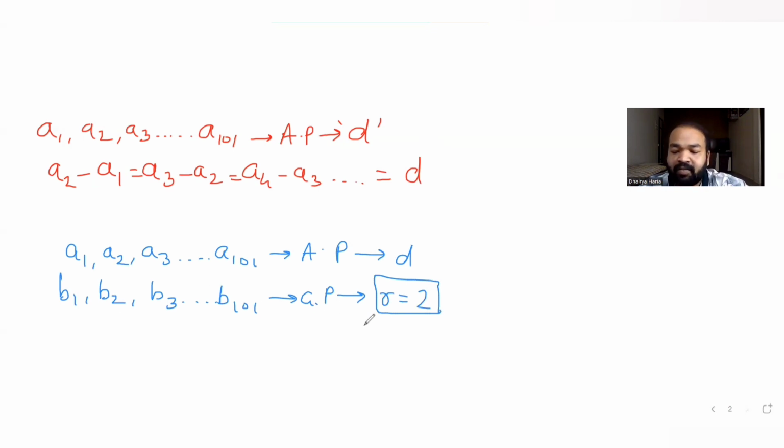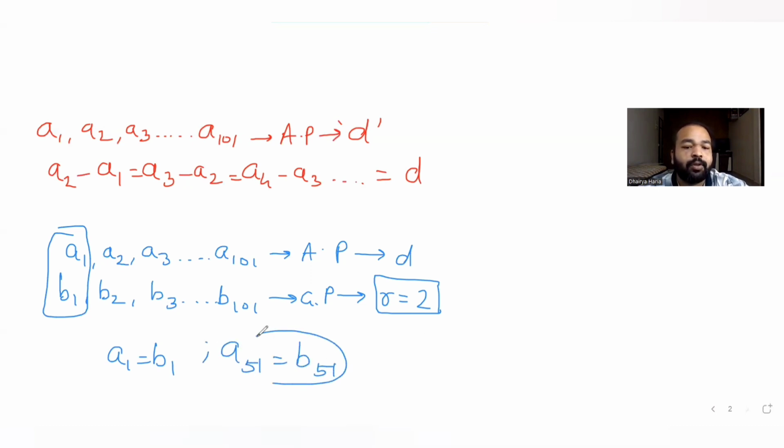Now let's understand it further. It tells us that the first terms in both the cases are equal, so these two are equal to each other. Also, the 51st term in both the cases is equal to each other. So that is also given to us. Let's see how we'll use these ideas. If the first terms are equal to each other, let's take it as any other value, let's say c. So a1 and b1 we are equating with c, a new variable.